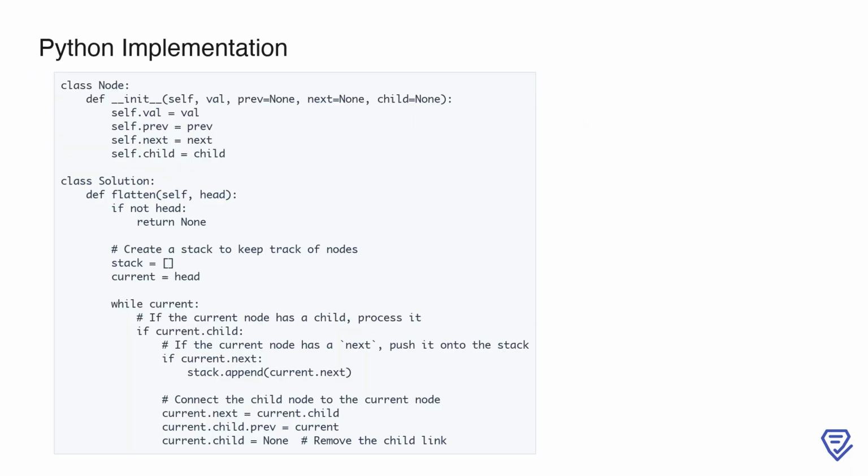Here, we begin by defining the structure of a node in the multilevel doubly linked list. Each node has a value, along with pointers for its previous, next, and child nodes. This child pointer is what introduces the multilevel nature of the list. Next, we define the flatten method in the solution class, which will take the head of the list as input and return a flattened version of it.